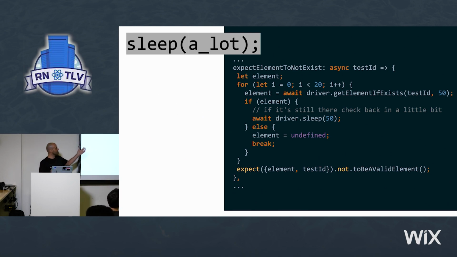So this is actually something that we did in the previous testing framework that we used over 3 years ago. And what you can see here is that we're just looking for an element, and if it's not found, we sleep for 50 milliseconds and then continue for 20 times. So 20 times, it's about 1 second, but what happens if the element only disappears after 1.5 seconds? We don't really know how to control this.